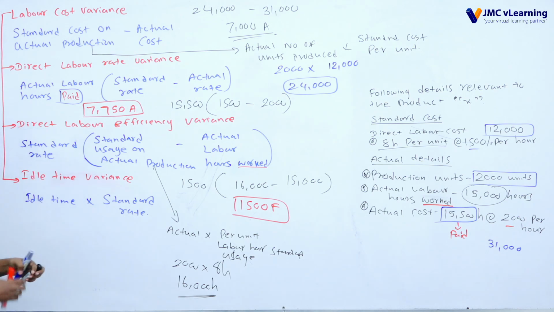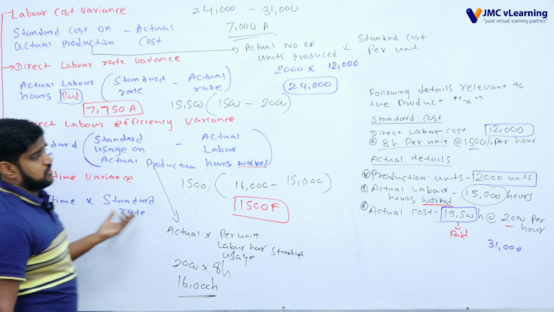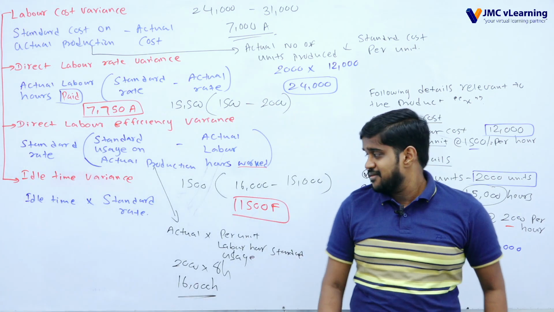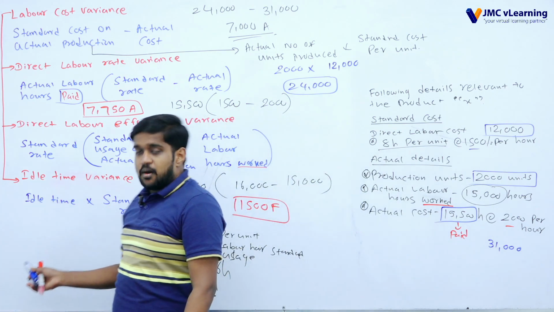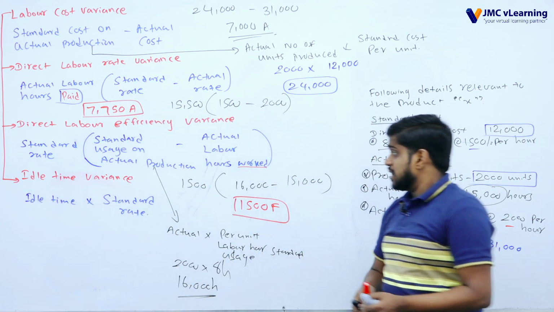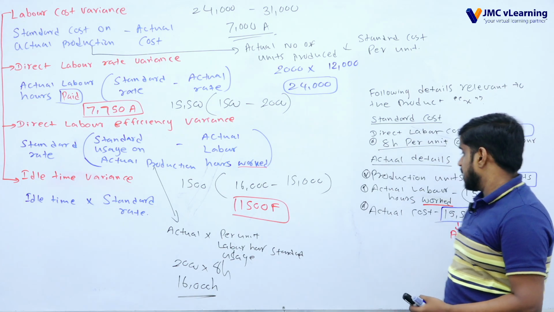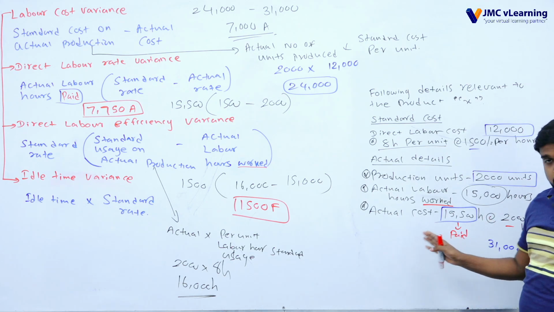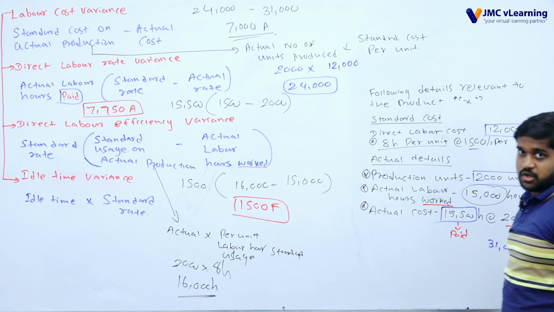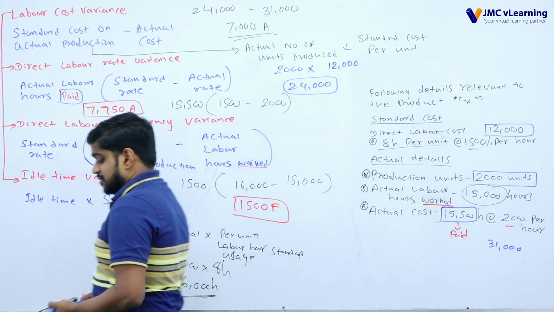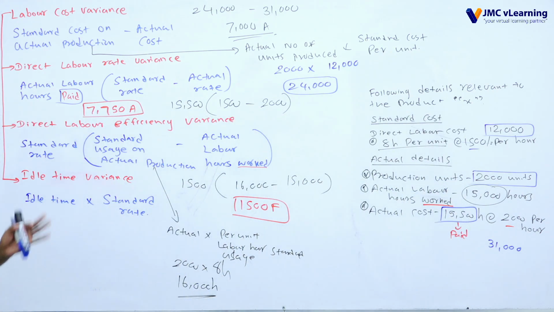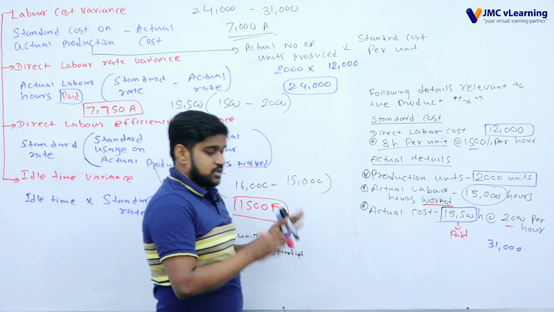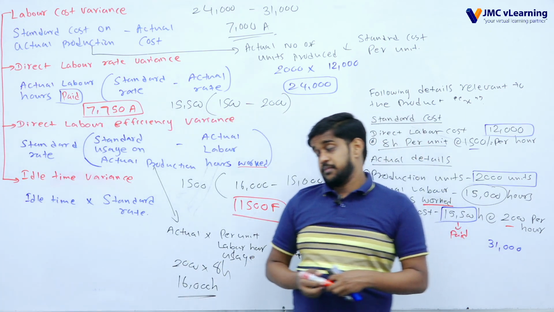Then we can get idle time variance. We have calculated direct labor efficiency variance, and idle time variance is a simple one. How can we get it? We multiply idle hours by our standard rate per hour. How about our idle hours? We paid for 15,500, but actually we worked 15,000. That means there is a difference between paid and actual hours, and this difference we identify as our idle time.